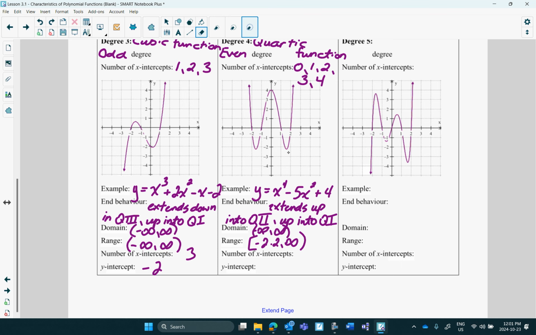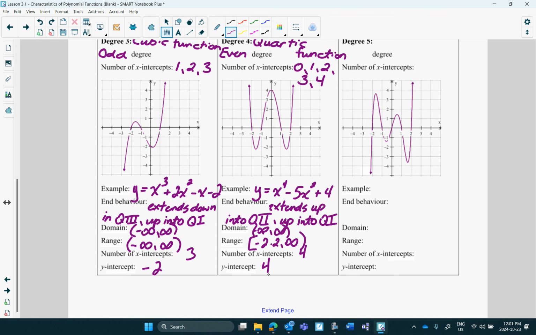This one has 4 x-intercepts, and its y-intercept is at 4. Yeah. Like, draw around the 4 intercepts? Can I draw around the what? But I can't see the 4. The 4. You got it? Okay. You good?